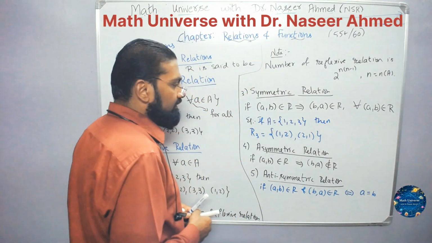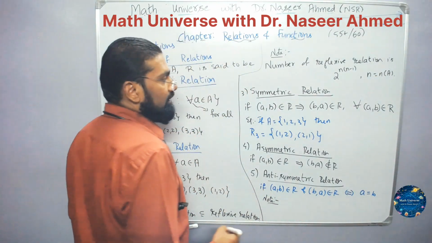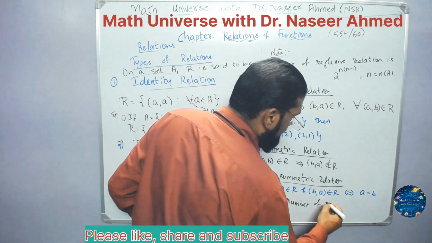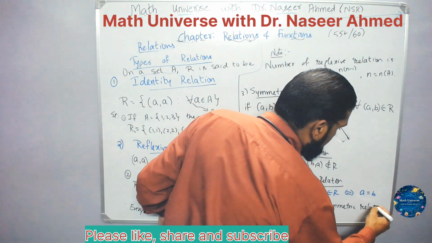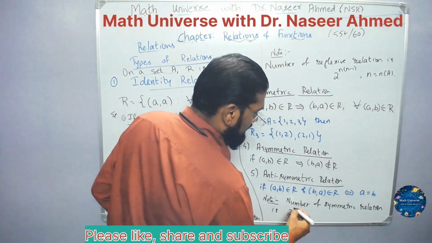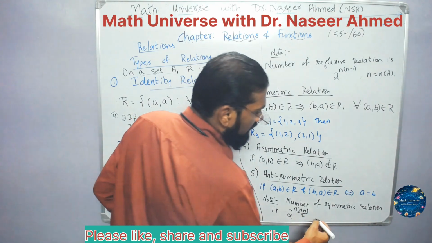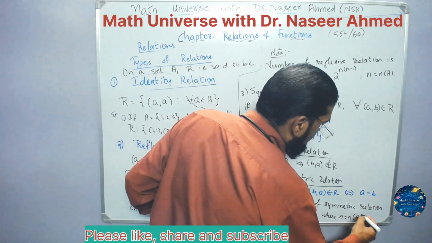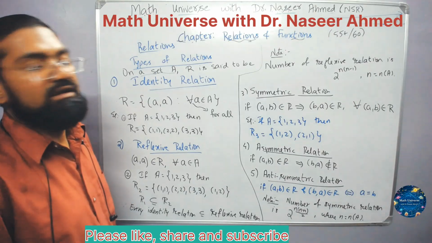Next, one formula I can give here as a note. What is that? The number of symmetric relations is given by 2 to the power of n into n plus 1 divided by 2, where n is the number of elements in the given set. This will give you the number of what? Symmetric relations. Kindly make a note.